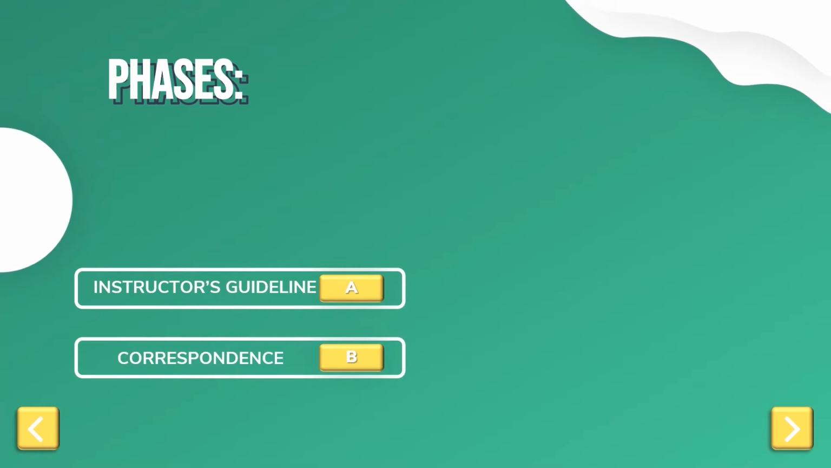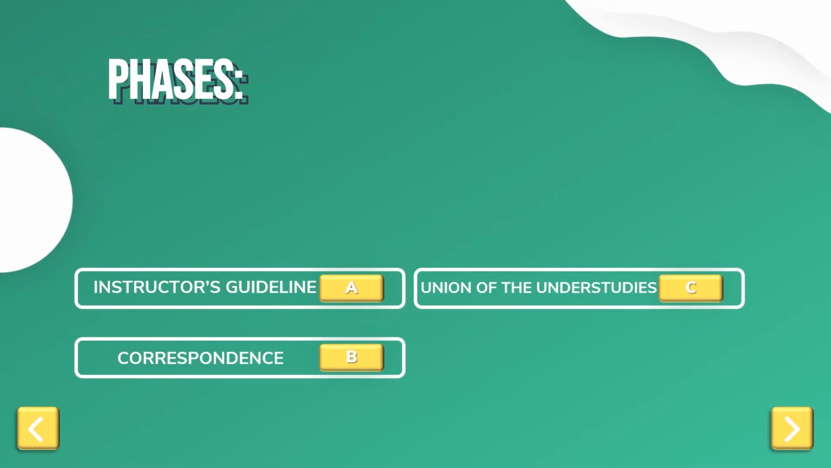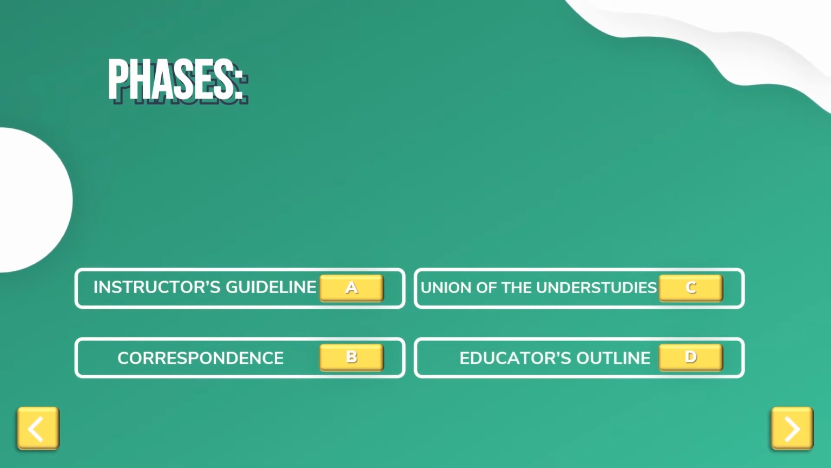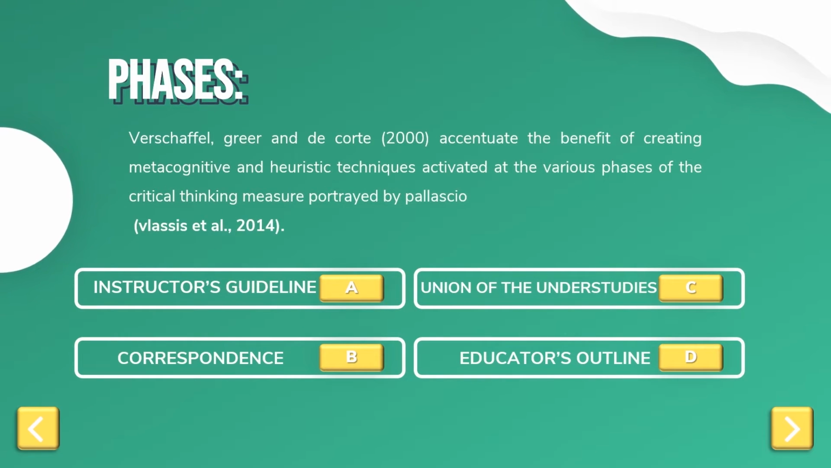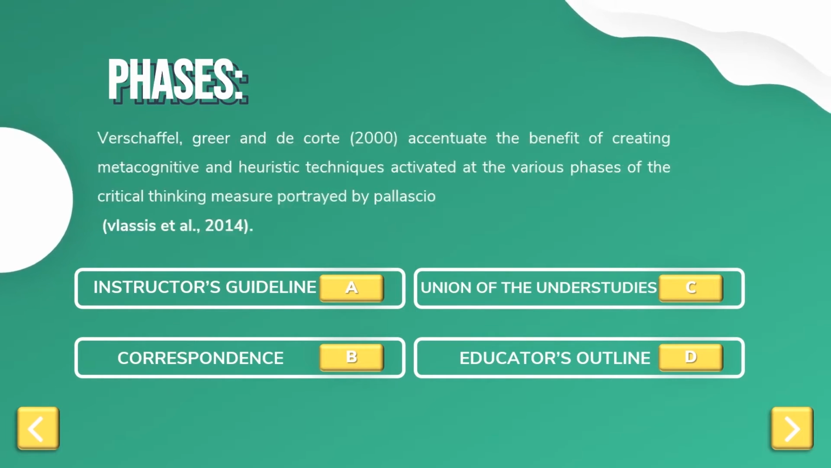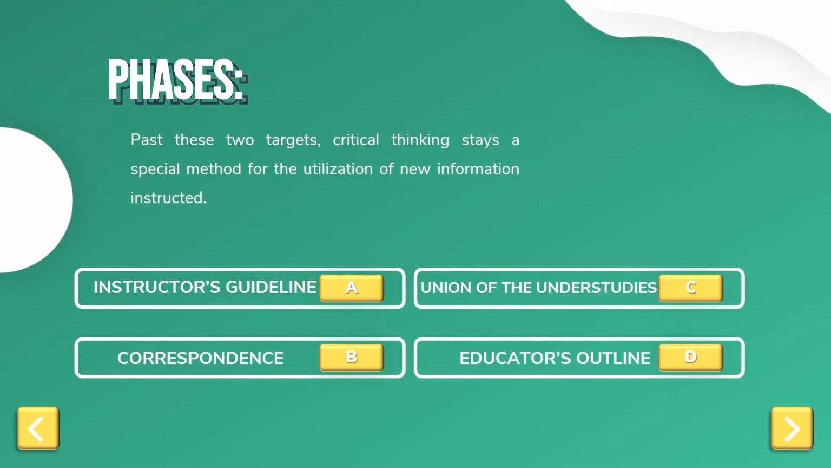Communication, presentation by the groups of the productions done and the way sought after. Synthesis of the students, recording of theoretical and procedural acquisitions. Teacher's summary, organization of knowledge. Verschaffel, Greer and De Corte, 2000, emphasize the benefit of developing metacognitive and heuristic techniques activated at the various phases of the problem-solving process described by Palacio, Vlasis et al., 2014. Beyond these two targets, problem solving remains a special way to use newly taught knowledge.